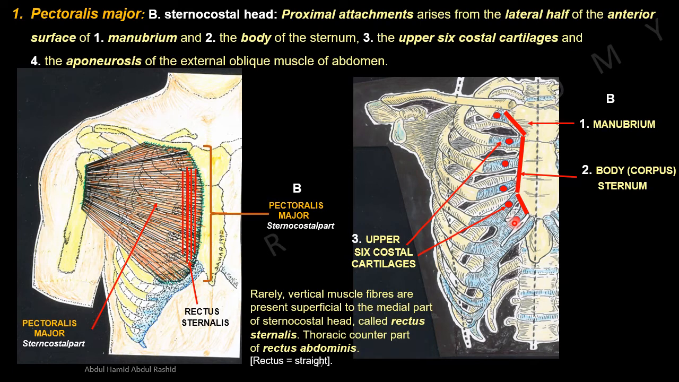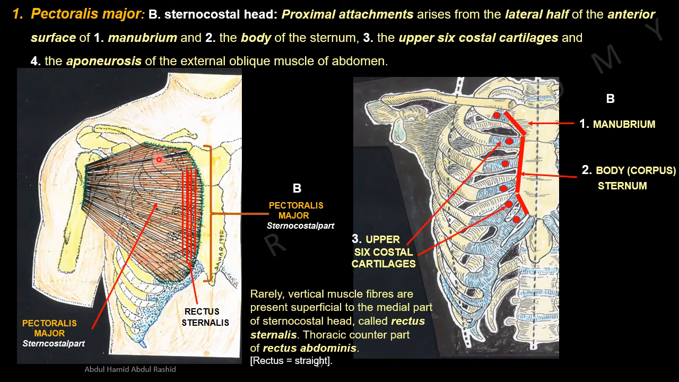The sternocostal head of the pectoralis major muscle arises from the lateral half of the anterior surface of number 1, the manubrium, number 2, the body of the sternum, number 3, the upper 6 costal cartilages, and number 4, the aponeurosis of the external oblique muscle of the abdomen. That is the flat tendon from the external oblique muscle of the abdomen.